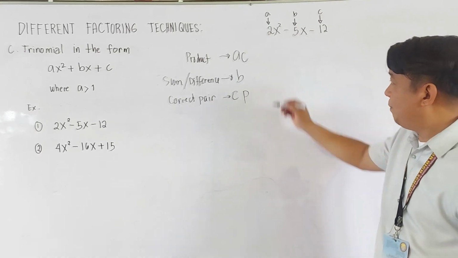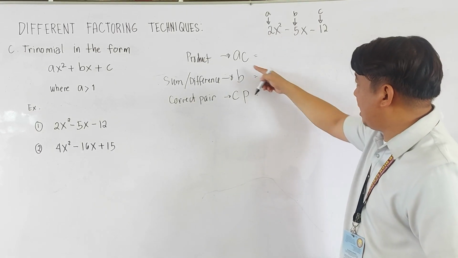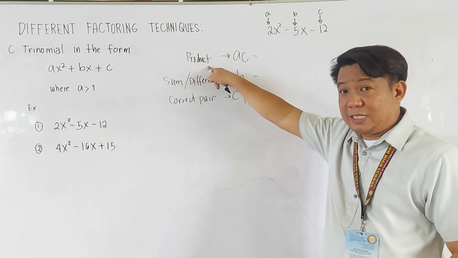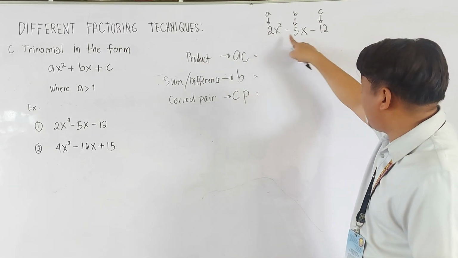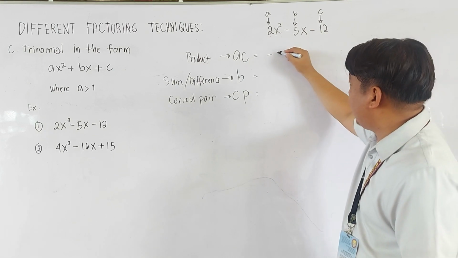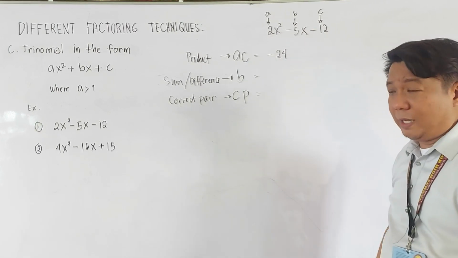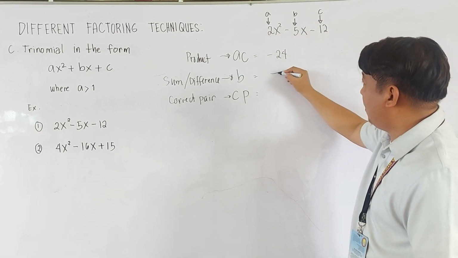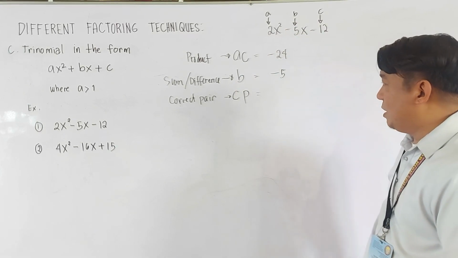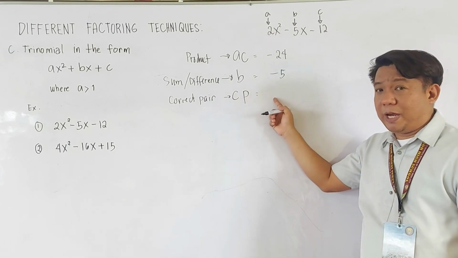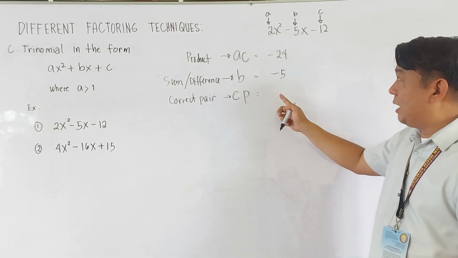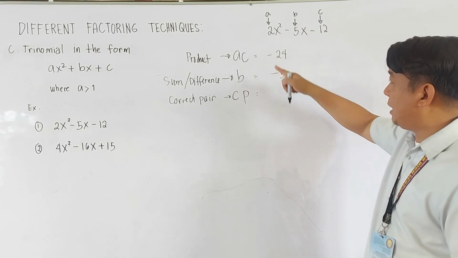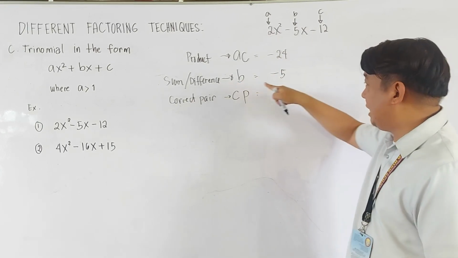Okay. So, AC, so meaning that's 2 and negative 12, we will multiply kasi product na. So 2 times negative 12 is negative 24. Okay. And yung B natin, ano nga yung B natin? Negative 5. Okay. So, i-is na tayo ng correct pair, or we will take two numbers na pag pinag-multiply ay negative 24 at pag pinag-subtract ay negative 5.